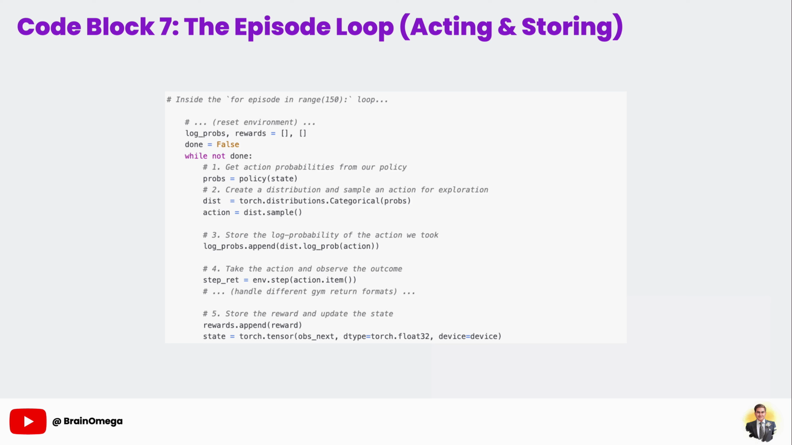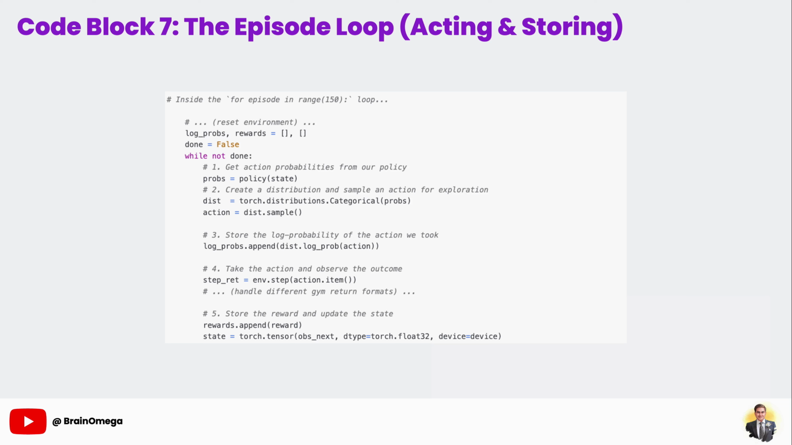Third, we calculate and store the log prob, or log probability, of the action we just chose. We need this later for the policy gradient update. Fourth, we execute that action in the environment, and it gives us back the next state, the reward for that step, and whether the episode is done. Finally, we store the reward we received in our rewards list and update our state variable for the next iteration of the loop.